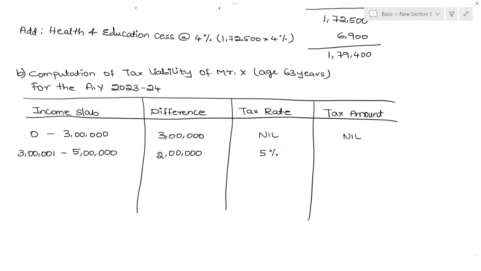Tax rate 5%. So now you see, 2 lakhs into 5%, 10,000 will come. Tax amount 10,000.